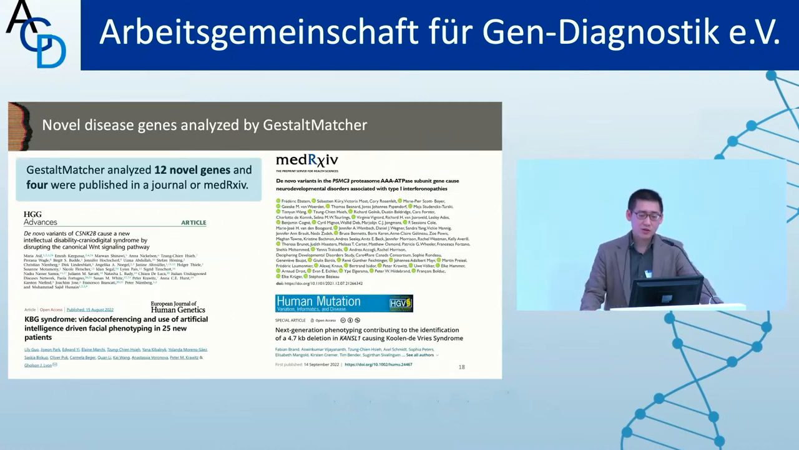Okay, so our Gestalt matrix approach has currently already analyzed around 12 novel disease genes, and 4 of them are already published in journals or on medRxiv.